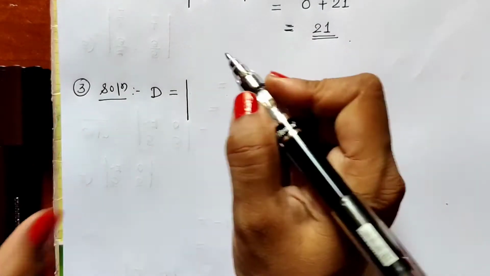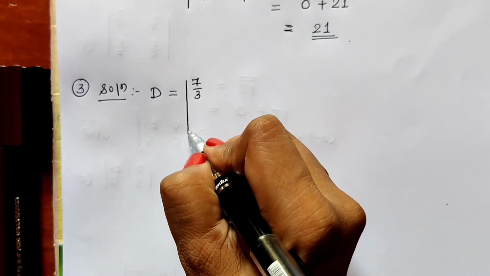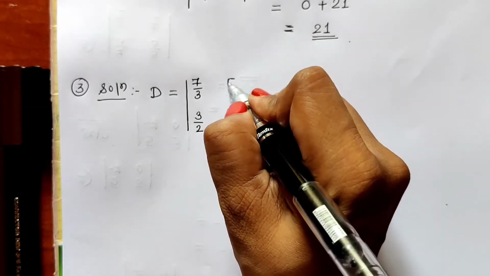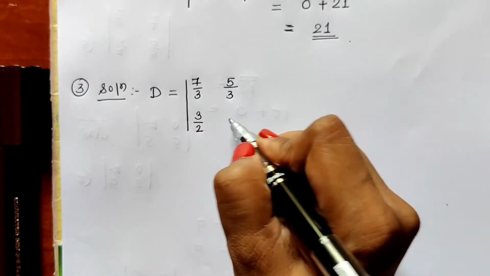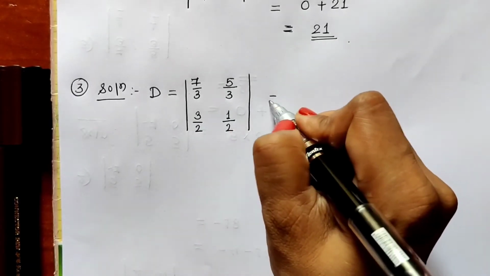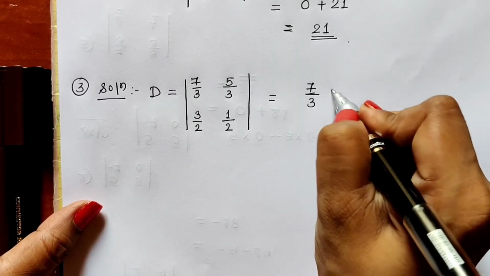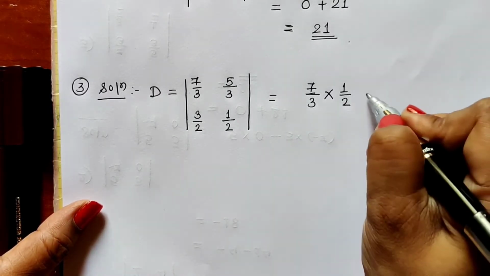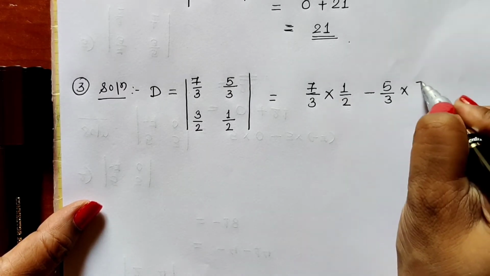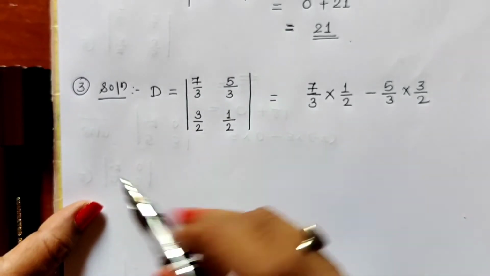D is equal to 7 upon 3, 3 upon 2, 5 upon 3 and 1 upon 2. Now let us cross multiply. 7 upon 3 multiply by 1 upon 2 minus 5 upon 3 multiply by 3 upon 2. Okay, 7 upon 3 multiply by 1 upon 2 and 5 upon 3 multiply by 3 upon 2.